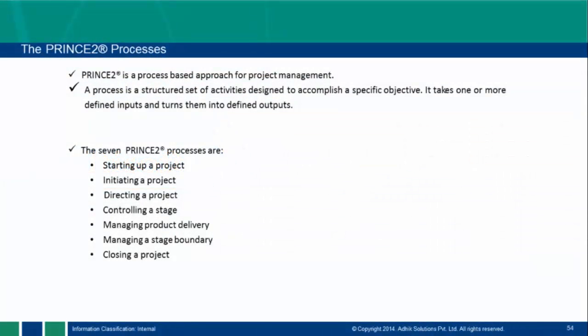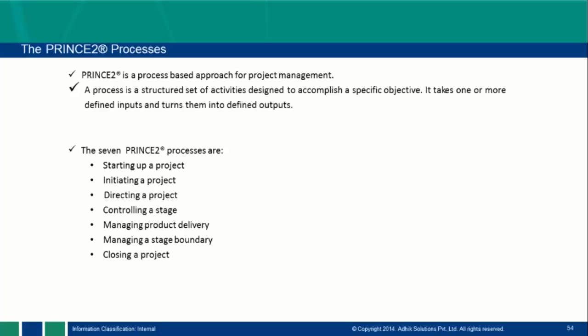What is the process definition? This is a simple definition of a process. PRINCE2 is a process-based approach for project management. I told you this is the best practice of project management, right? A process is a structured set of activities designed to accomplish a specific objective. It takes one or more defined inputs and turns them into defined outputs.